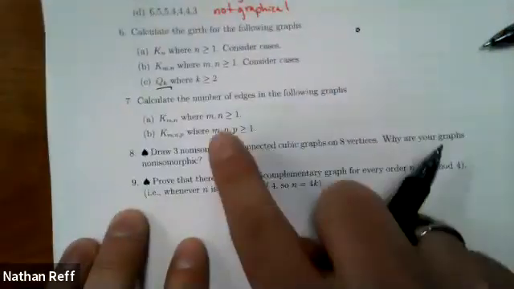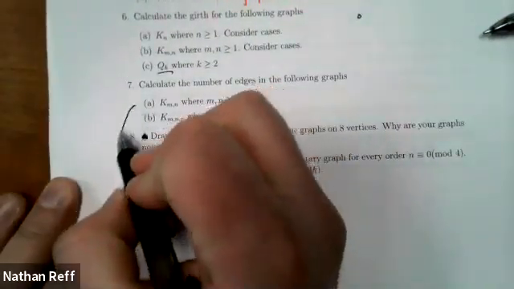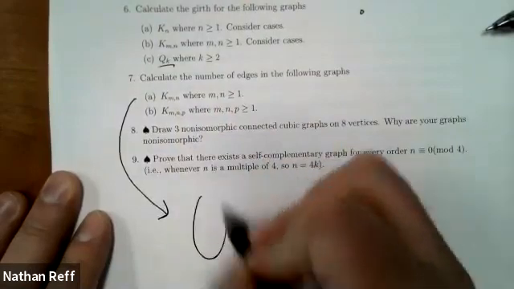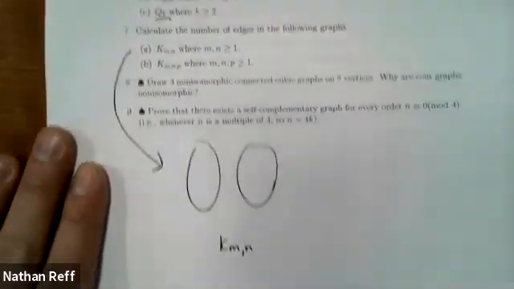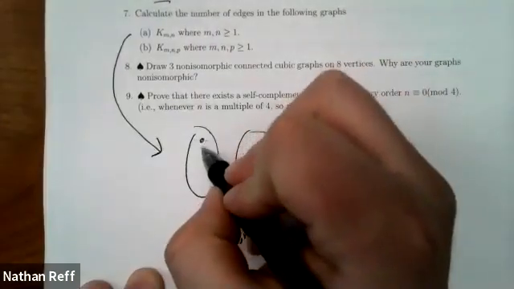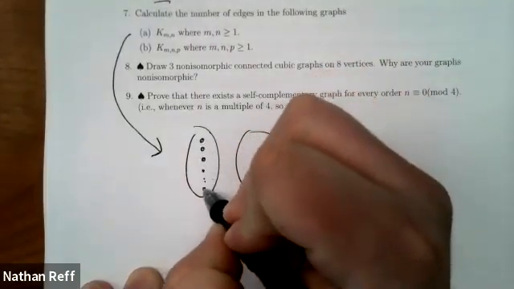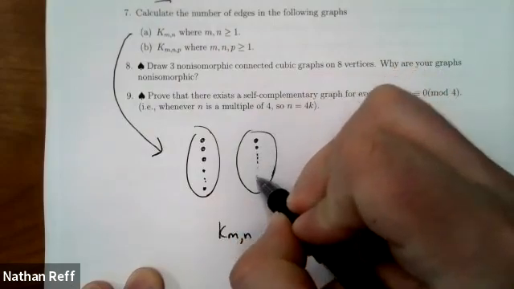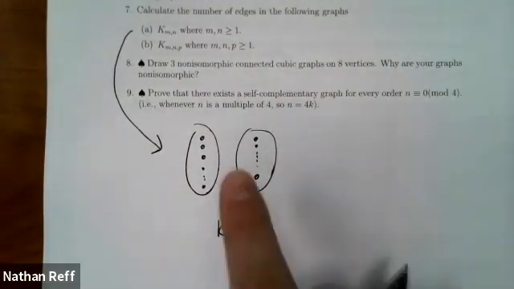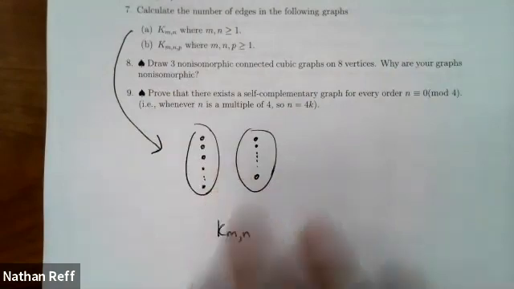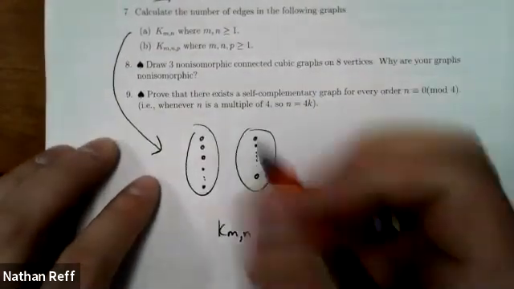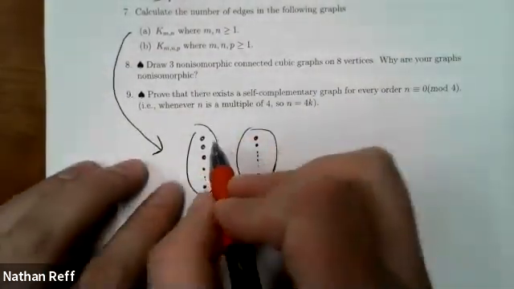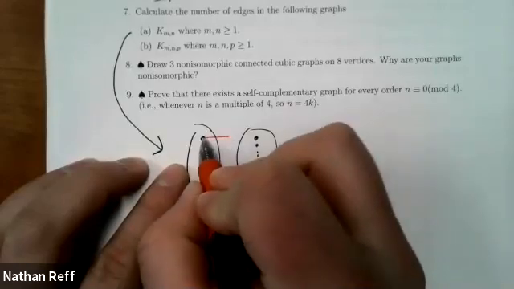Number 7. So one thing for 7, I just wanted to be sure everyone saw this. So in K_{M,N}, you have M vertices over here, and you have N vertices over here. The question is, how many edges are in this graph? There's 2 ways that you could do this problem. One way is you could just look at the left here and you could say, well, I'm going to have edges.